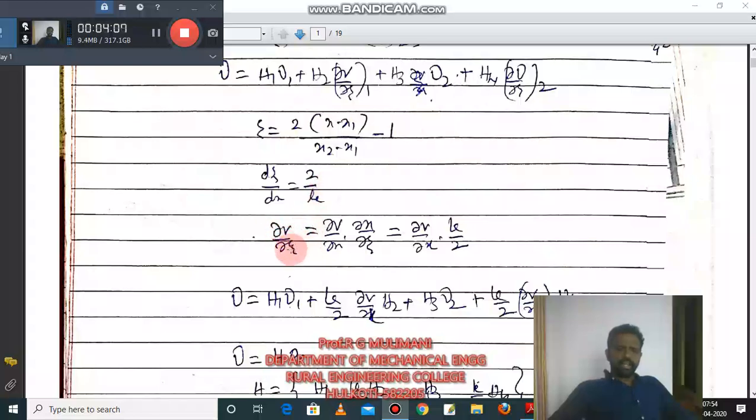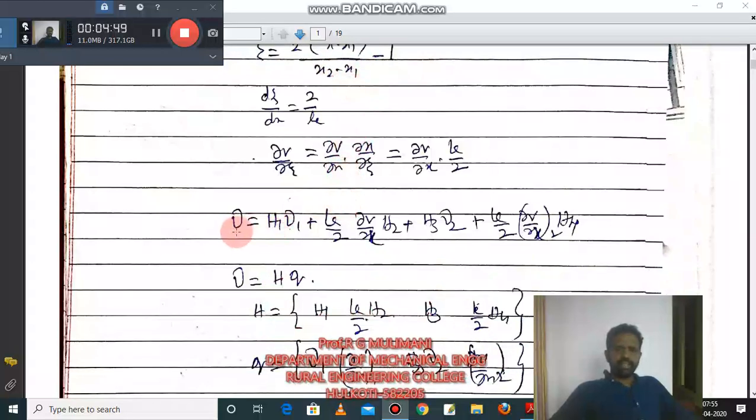Now we connect the natural coordinates and the local coordinates. Dou V by dou zeta can also be expressed as dou V by dou x into dou x by dou zeta. Dou zeta by dou x is 2 by LE, so dou x by dou zeta is LE by 2. This value is obtained from differentiating this equation. This is the relationship between the natural coordinates and the local, global or Cartesian coordinates.